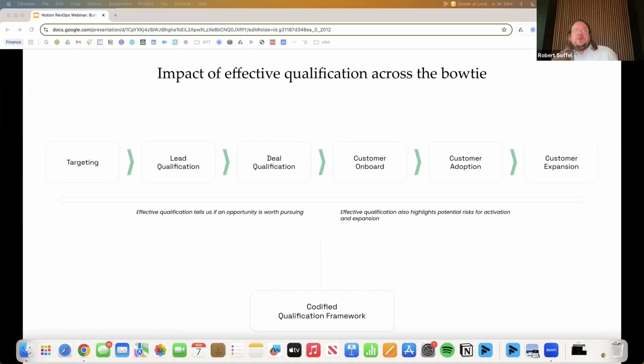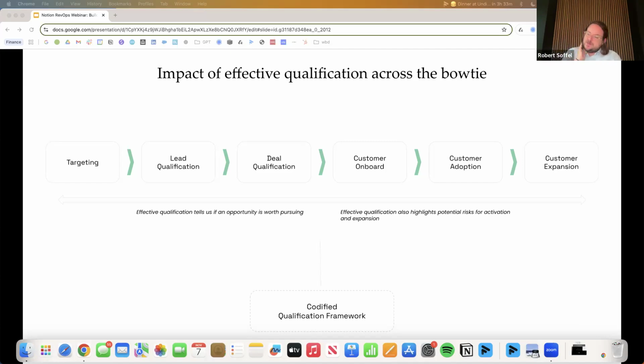But equally important is that if you look at the stages of the customer funnel on this one, effective qualification tells you if an opportunity is worth pursuing or not, right? So you can qualify in, qualify out with confidence. But on the right-hand side, as you go through that sales process, it's almost like overturning stones, where effective qualification highlights the risks or potential challenges to onboarding and activating a customer. Unearthing that before customer success gets that information is critically important and helps the overall journey for that customer and helps them to be successful more quickly.